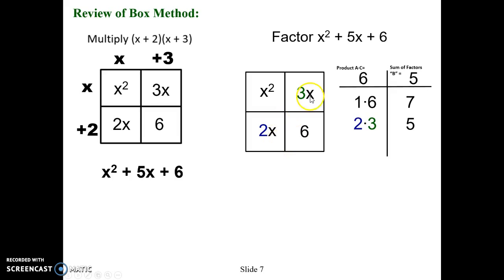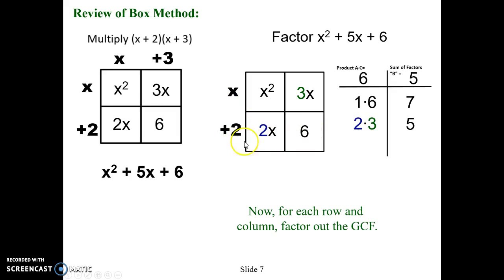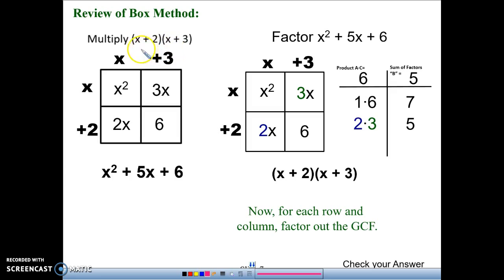Now I'm going to factor out GCFs. The GCF in this row is x. The GCF in this row is 2, and because the adjacent box is positive, that term's positive. The GCF in this row is x. The GCF in this row is 3. Because the adjacent box is positive, that guy's positive. And now you have your two factors, the x plus 2, the x plus 3. And that is what we originally started with.